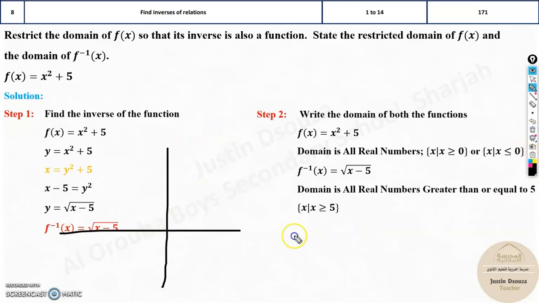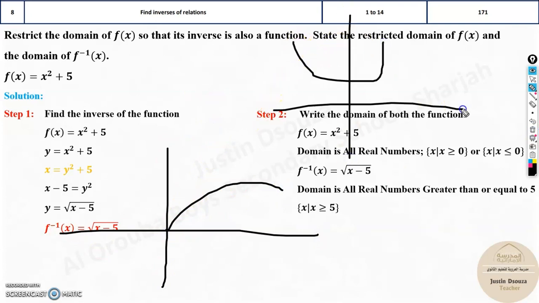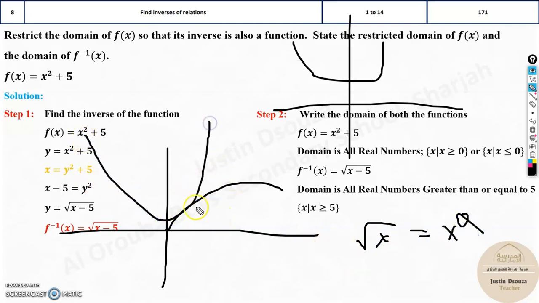Square root function like this. Or if you have a parabola also, it's fine. The inverse will be a parabola, right? Why? Square root x inverse is x squared. It goes something like this. But really, you're just focusing on this particular part.